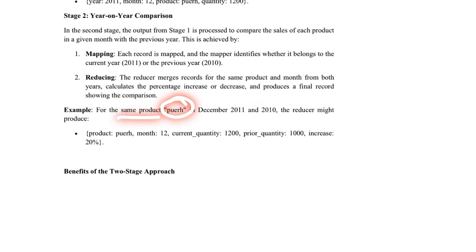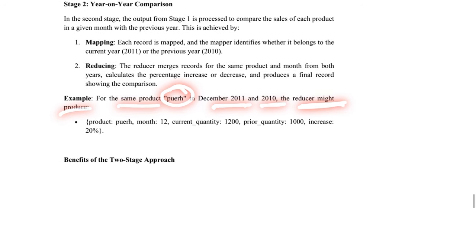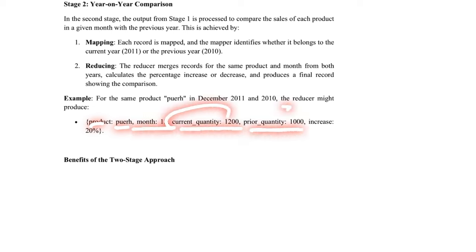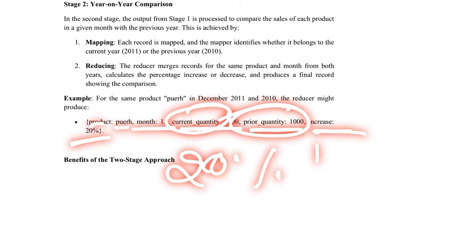For the same product, in December 2011 and 2010, the reducer might produce, so if you see the product name, month is 12, current quantity is this, prior quantity is this. Current quantity and prior quantity have been compared here, and it increases 20%, that we can say.